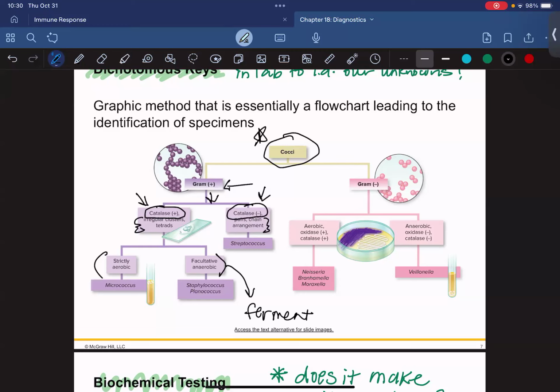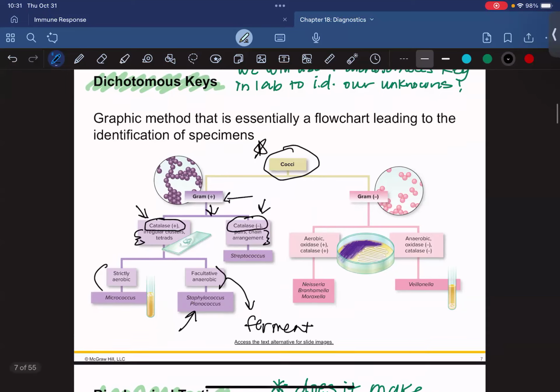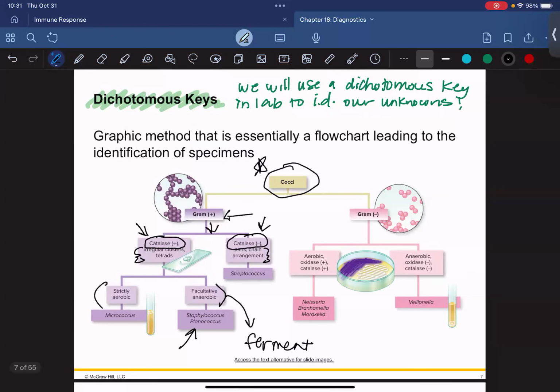So if you followed it all the way down from cocci, it was gram positive, it's catalase positive, but it fermented, so it's a facultative anaerobe, then that would lead you to believe that it is Staphylococcus or Planococcus as opposed to Micrococcus or a Streptococcus organism. So Staphylococcus being the genus, Planococcus being a genus. It's not an organism by itself. But yes, that could help you find that grouping, and you can do more tests to find out the exact species beyond that. But that's how a dichotomous key will work. That's how your dichotomous key is going to work.